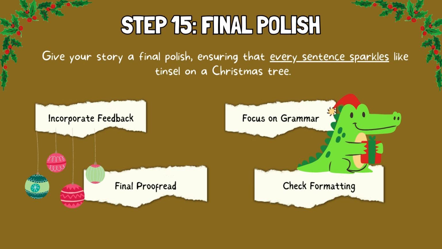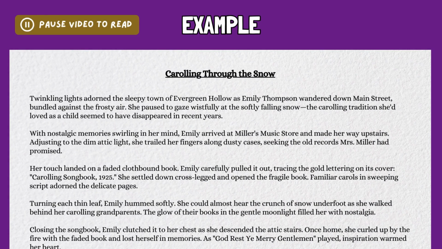Step 15 is the final polish. Give your story a final polish, ensuring that every sentence sparkles like tinsel on a Christmas tree. During this process, incorporate feedback from the previous step, focus on grammar, and check the overall flow and pace of the story. You should also conduct a final proofread, check the formatting of your story, and ensure that your story ends as you expect. Remember to embrace the magic of the holiday season in every detail, ensuring your narrative shines with warmth, joy, and wonder for an enchanting reading experience. Here is the final polished version of our story sample.